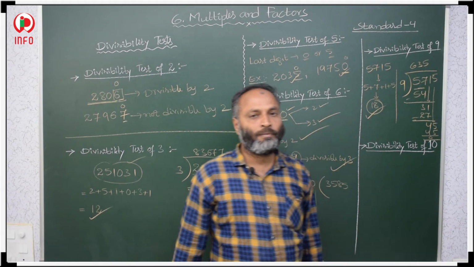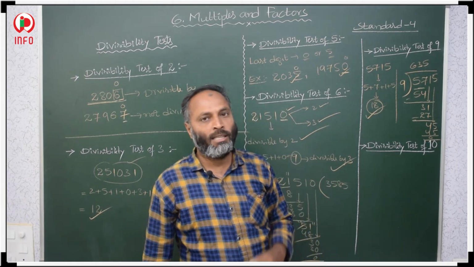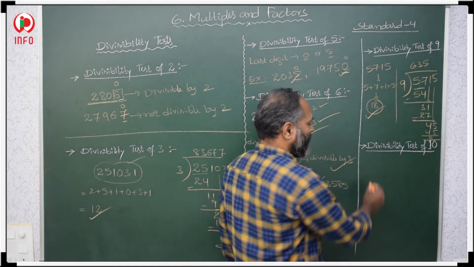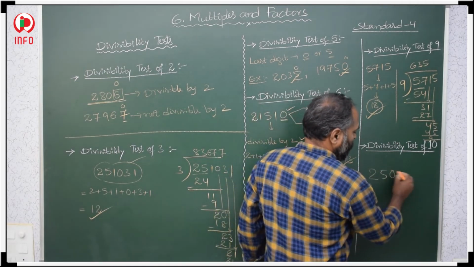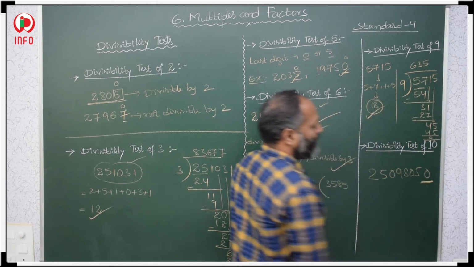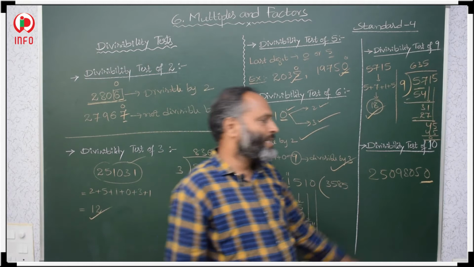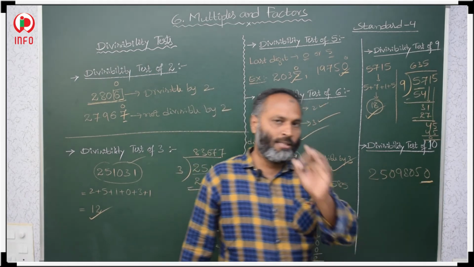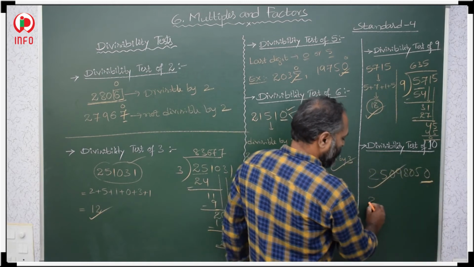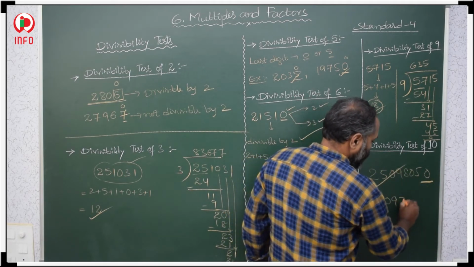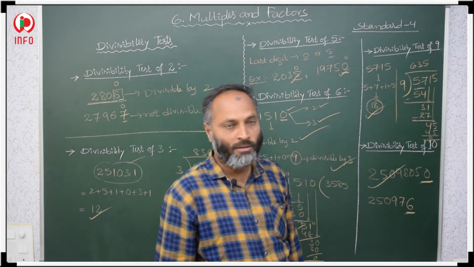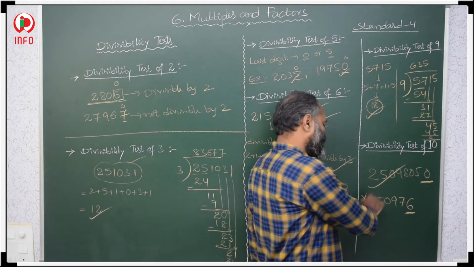What about 10? If the last digit in the given number is 0, then that number is divisible by 10, like 25098050. The last digit we have to check, that means the ones place. What is there in the ones place? If 0 is there in the ones place, then that number is divisible by 10. Suppose the number is 250976. What is there in the ones place? 6, that is not 0. So it is not divisible by 10.